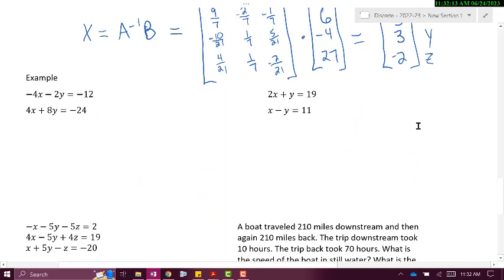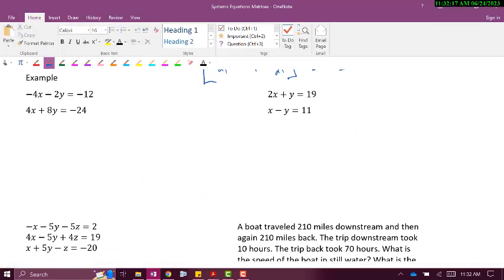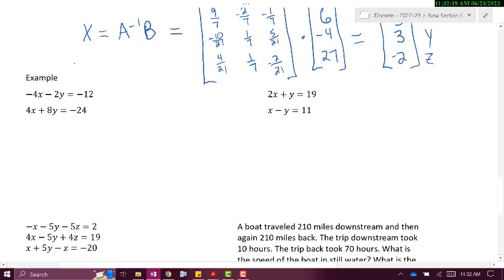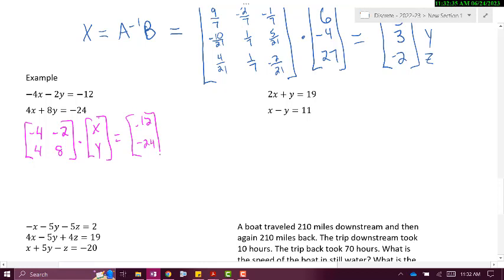So let's try some more of these. We'll try them with some two-variable equations. A little bit easier. So negative 4, negative 2, 4, and 8. We have our coefficient matrix times our variable matrix. We're going to equal our numerical matrix, or our answers, I suppose.